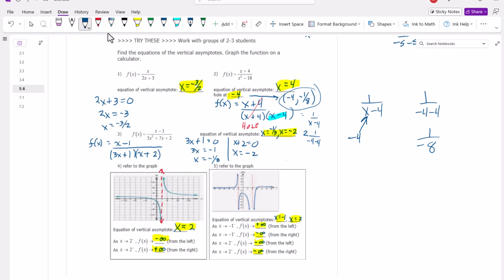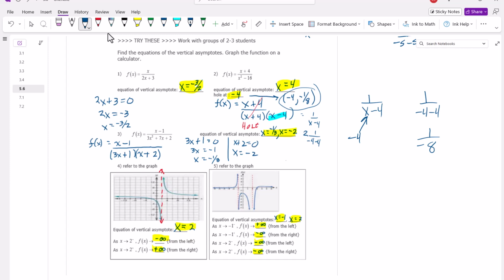Okay, number 3, you'd be real interested to see if you factored this. The factoring is (3x+1)(x+2). Solve the two equations, you're going to get -1/3 and -2. So that's all about factoring.